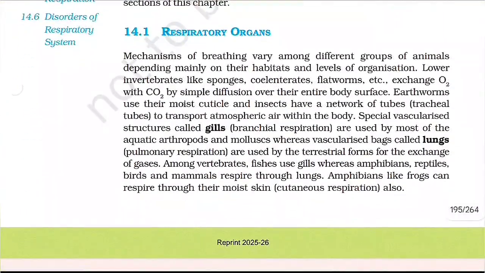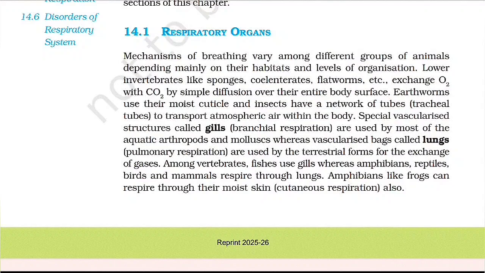Respiratory organs. Mechanism of breathing varies among different groups of animals depending mainly on their habitats and level of organization. Lower invertebrates like sponges, coelenterates, flatworms, etc. exchange oxygen with carbon dioxide by simple diffusion over their entire body surface.